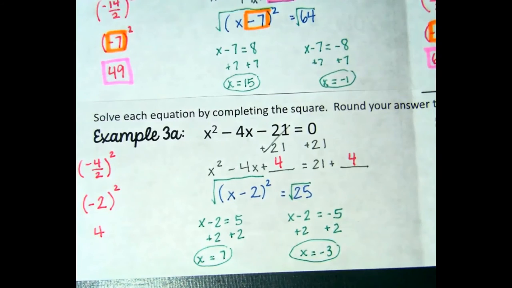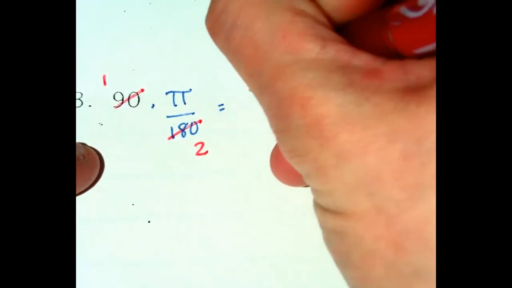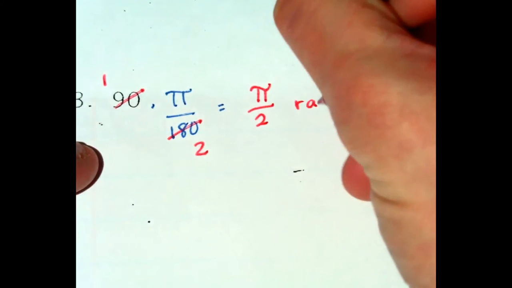Do example 3b. What do you need to do on example 3b first? Subtract 5. I'm leaving 3a up there in case you need it, but I'm going to stop in a minute to do number 3. Multiply by pi over 180. What did that reduce to? Okay, this changes to a 1. This is a 2. So pi over 2 radians.